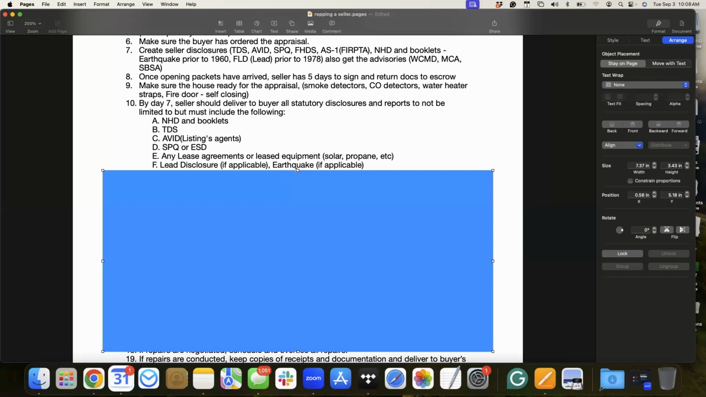I went to a class years ago on how to keep your seller out of court. And one example on the AVID was, the agent said crack in cement walkway due to the tree roots.